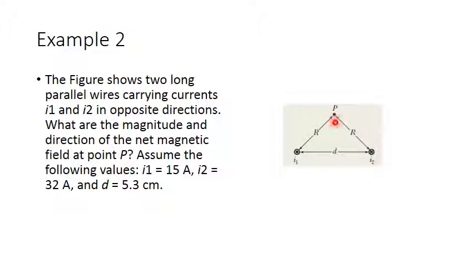Here it can be noted that this angle is 90 degrees and the distance from I2 is R and the distance from I1 is R. So this is an equal triangle and the distance between the two wires is D. Assume the following values: I1 is 15 amperes, I2 is 32 amperes, and the distance D is 5.3 centimeters.